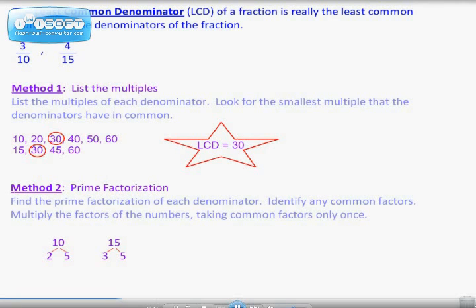So if I take 10 and break it down into its prime parts, it's 2 times 5. And 15 into its prime parts is 3 times 5. So if I go ahead and list those, I can now see that they both have a common factor of 5. I want to take that common factor only one time and multiply it by the remaining factors there. So my LCD is going to be 2 times 3 times 5, multiplying to get 30. Notice I get the same answer as method 1, just a more efficient technique than method 1. You can use either method to find your LCD.